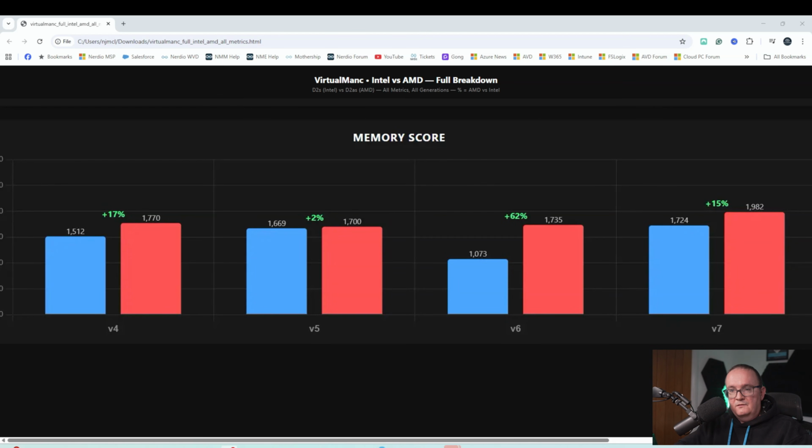So next in memory, so you've got V4, 17% faster, V5, 2% faster, V6, 62% faster. So not quite sure what they did there, but that's a huge increase. And then V7, 15% faster as well, memory.